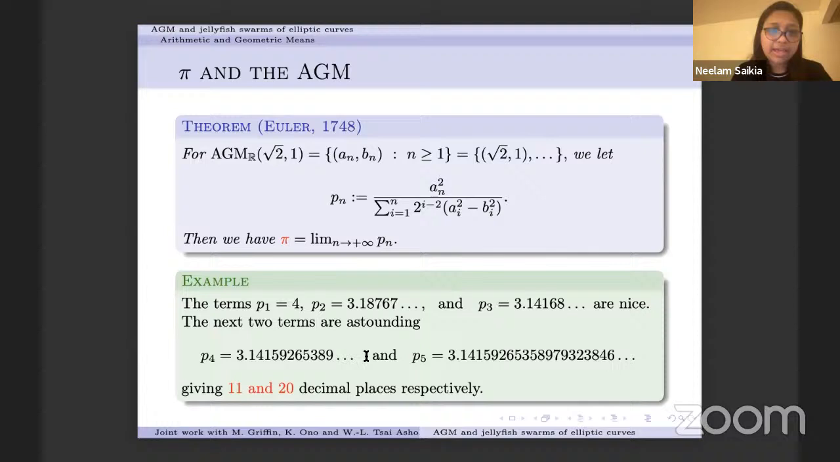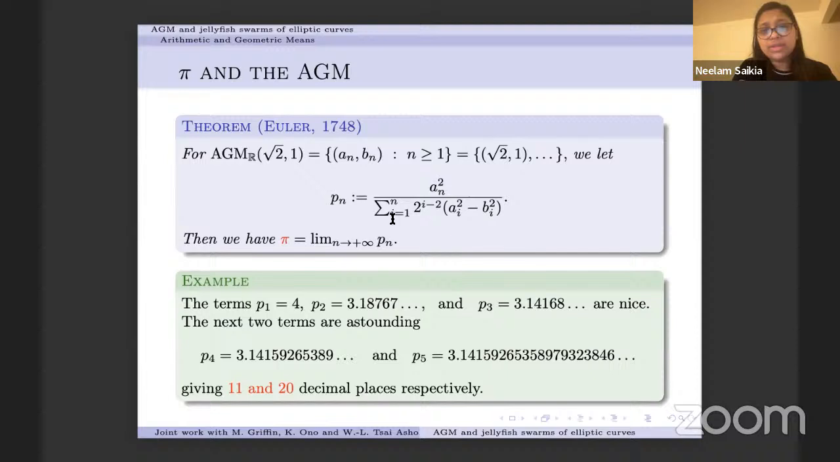If you want to compute digits of pi up to 1000 decimal places, we just need to compute p10 or maybe p15. This sequence converges to pi that rapidly. These are the things that Euler and Gauss studied.